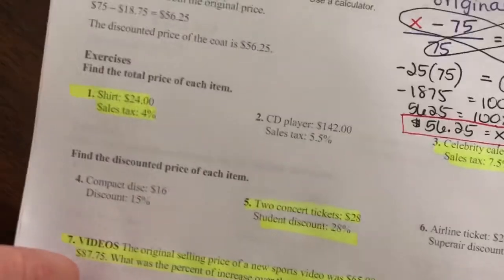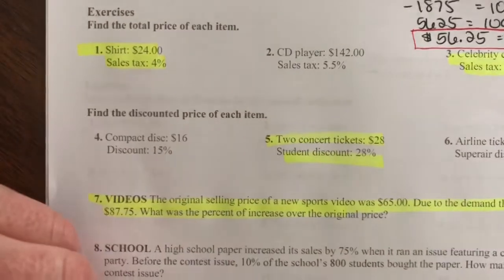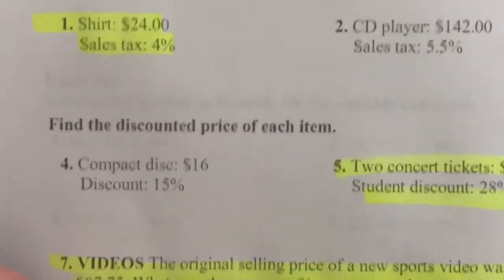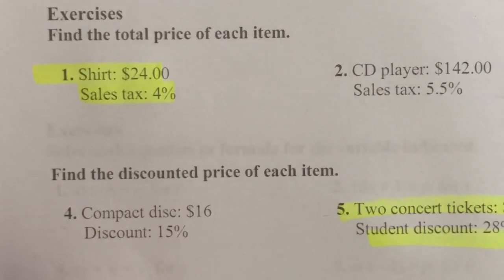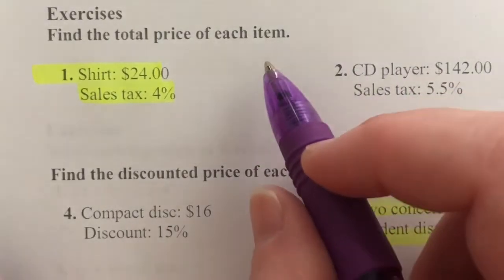I'm gonna do it in purple because why not? All right, so for number 1, I'll zoom in a little bit here. And I'm gonna have to squish my work. It never gives you enough room to do this. Find the total price of each item.